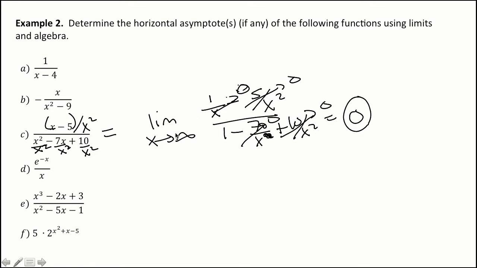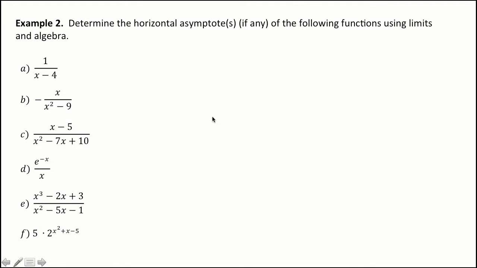Now, technically we're supposed to do this at infinity and negative infinity, but it doesn't matter if you do negative infinity in A, B, or C. It does not matter if you plug in the limit as x approaches negative infinity or positive infinity. The fractions here still dwindle down to 0. So you're still going to get 0 for those answers. Now for part D, we're going to make sure to do both limits at infinity, the positive version and the negative version. So let's do that.